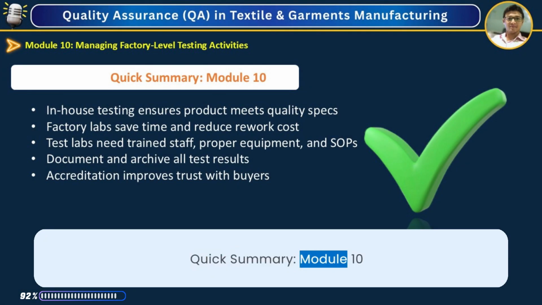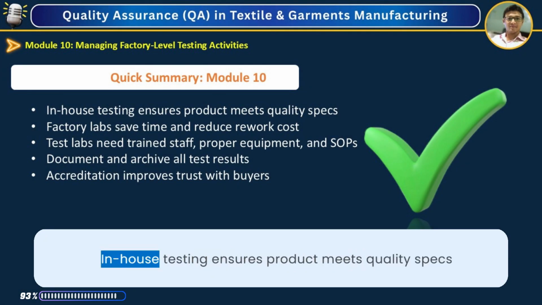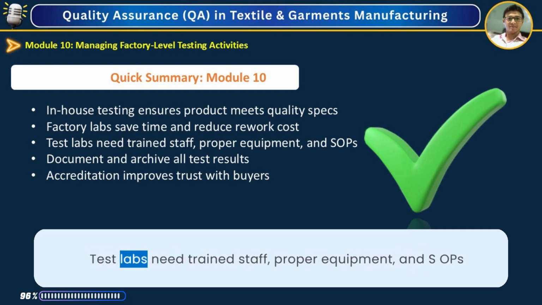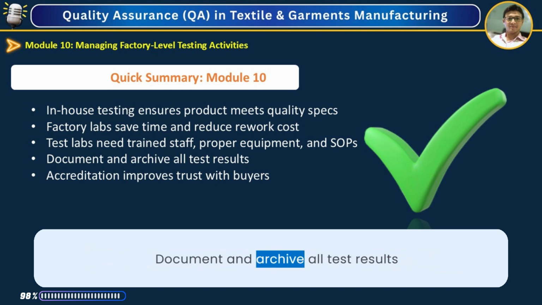Quick summary, Module 10. In-house testing ensures product meets quality specs. Factory labs save time and reduce rework cost. Test labs need trained staff, proper equipment, and SOPs. Document and archive all test results. Accreditation improves trust with buyers.